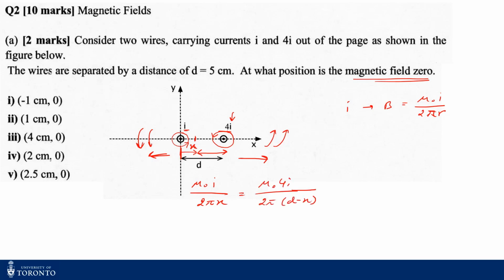All right. So now when I simplify, I get an equation like this, right? So therefore my x is just d by 5, right? And what's my d? d is 5 centimeters. So my x is 1 centimeter. So I will get a zero magnetic field 1 centimeter away from the origin, in the positive x-axis direction, right? And also it has to be on the positive x-axis. So that means my y has to be 0, right? So therefore my option number 2 is the correct option.